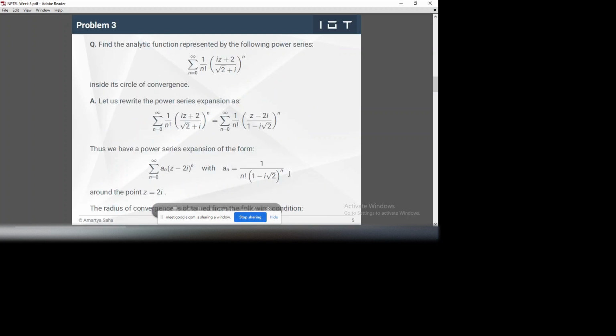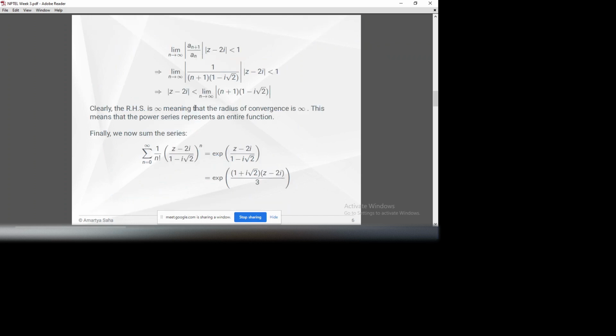You can immediately recognize the ratio if a_n is given by this function. So clearly it is this one, (n+1) by (1 - i) root 2. Okay, so the second step, and the third step. You just invert this to take it to the other side of the inequality, and you get this. So |z - 2i| has to be less than this limit. But what do we see? This limit tends to infinity in the n tends to infinity limit.